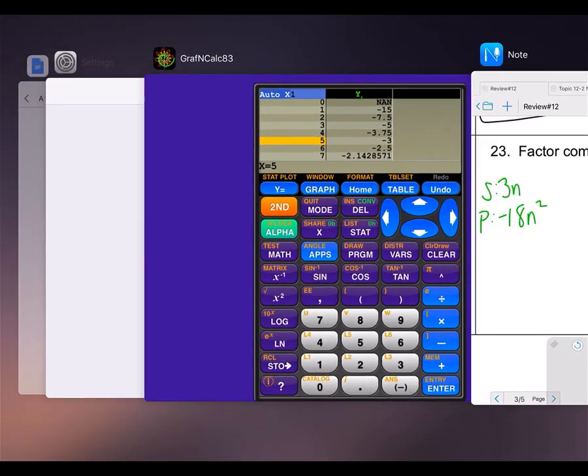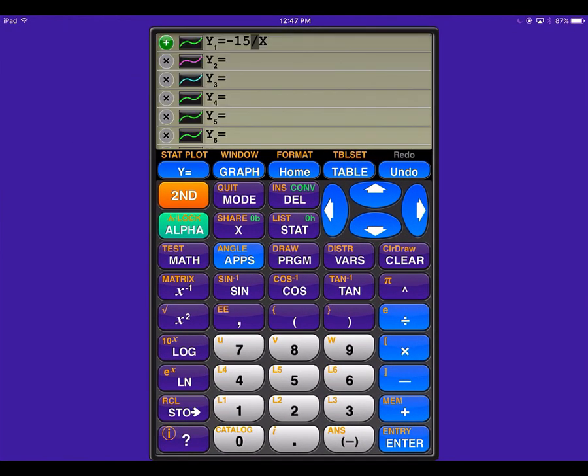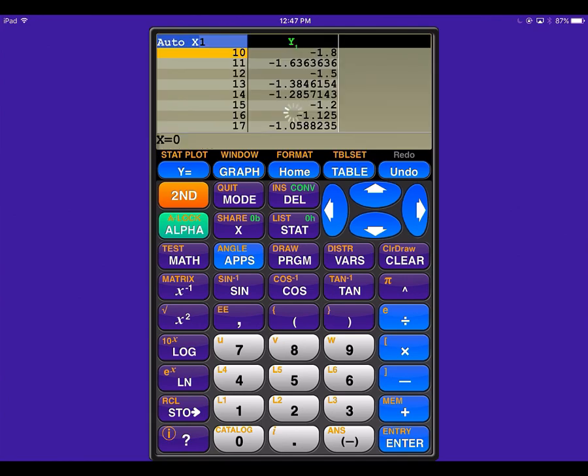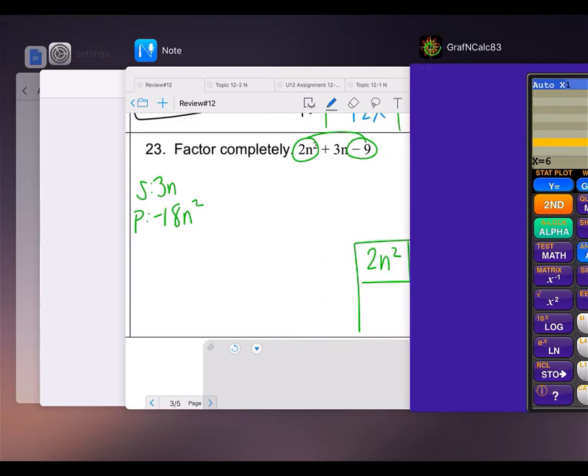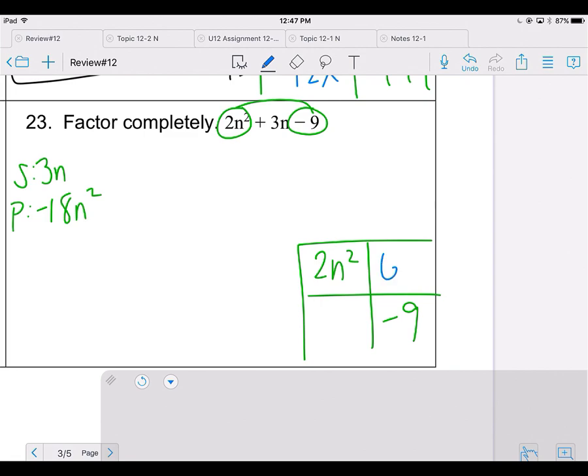And I'm looking for two numbers in my calculator that will add to a 3. So negative 18 divided by x, looking at my table. Two whole numbers that will add to 3. Not 3, not 3. That's a negative 3, but I need a positive. 6 minus 3 would give me a 3. So 6 and minus 3. Don't forget to put those n's on there.